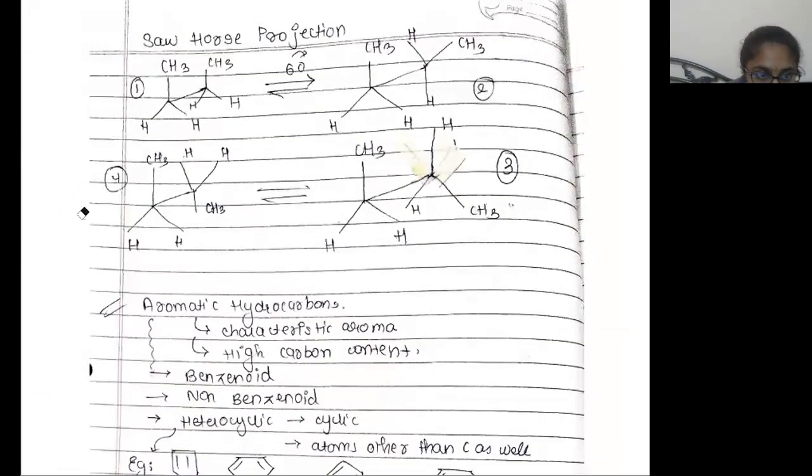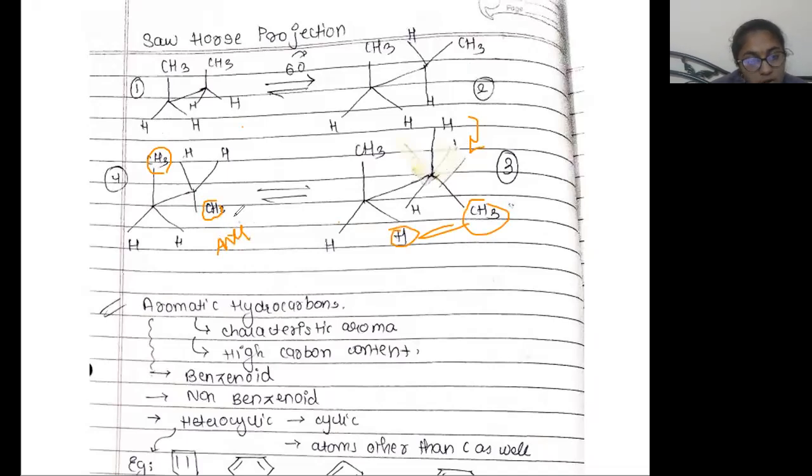As you can see here, the first one was normal, with no rotation. The second one was 60 degrees rotation, so this shape came. In the third one, we had again 60 degrees rotation, so this CH3 was parallel to this hydrogen atom. Again 60 degrees, and now both the CH3s are on opposite sides. So this is the anti-form.